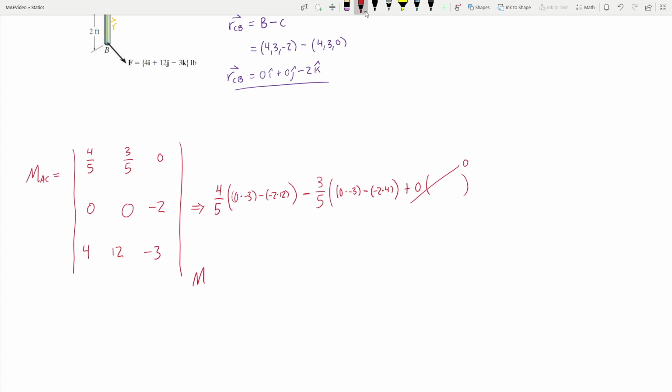So now solving this out, I get MAC is equal to, this is going to be 0. This is 0 here. So we have 4/5 times 24, -2 times 12 times the -1 is 24. And then over here, we're going to have 3/5 times -1 times the -2 times a 4 is going to be 8. So then if we evaluate that, we'll get a scalar value of MAC that is 14.4. The units here are lb-foot.